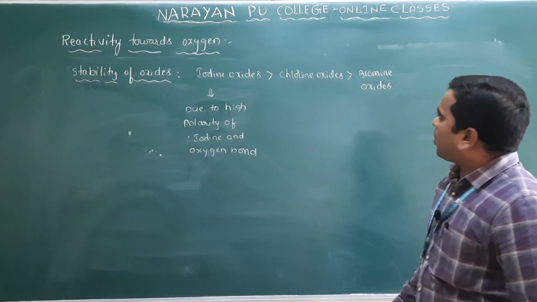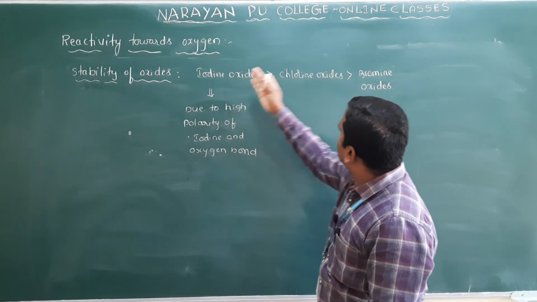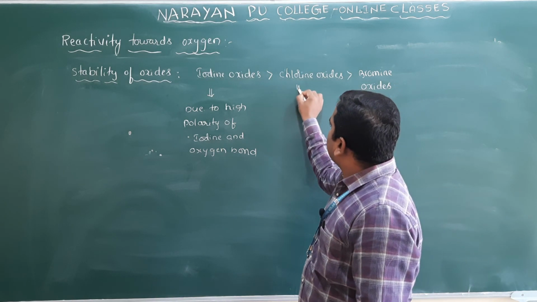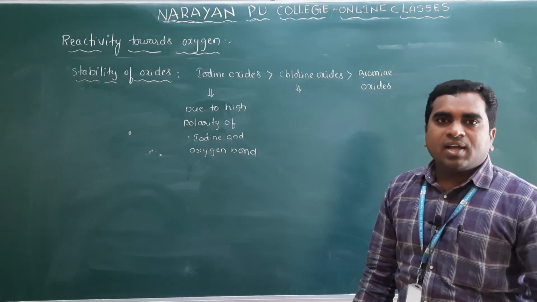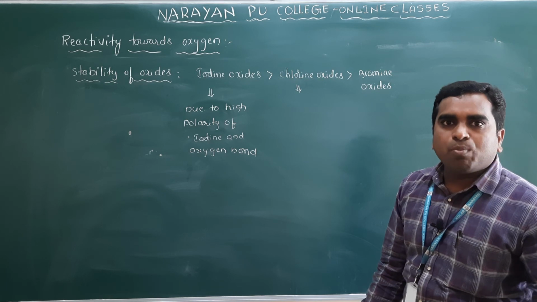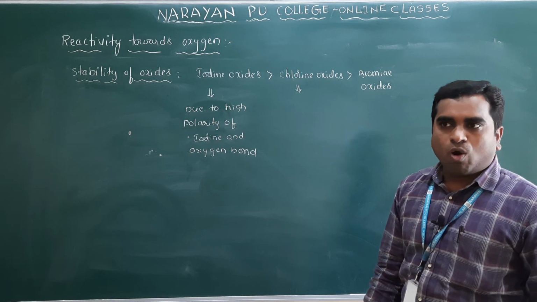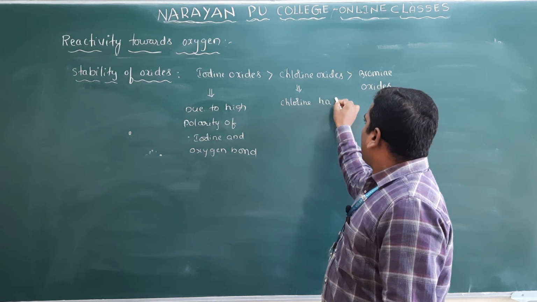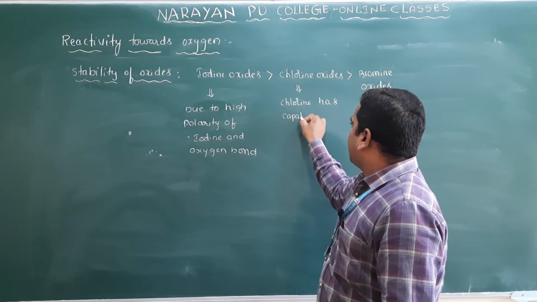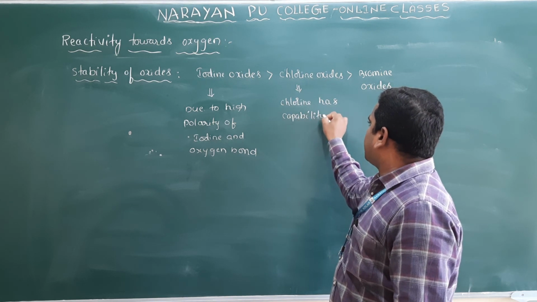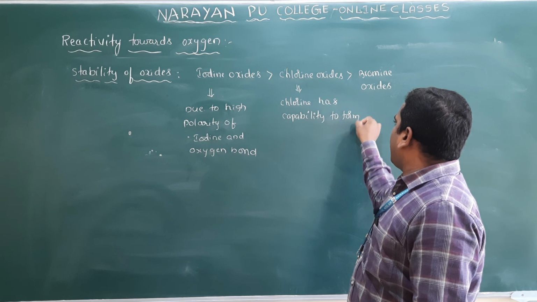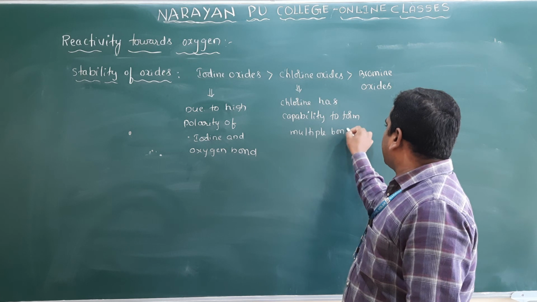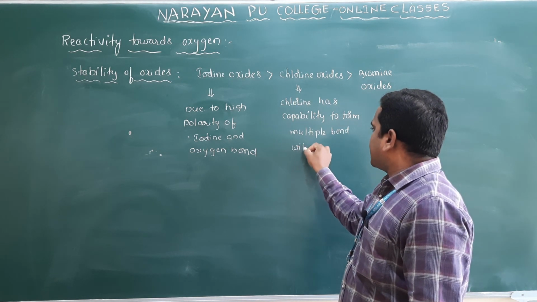The second one is chlorine oxides. Actually bromine should come next, but chlorine oxides come here. Why are these very stable? Chlorine has the capability to form multiple bonds with oxygen.